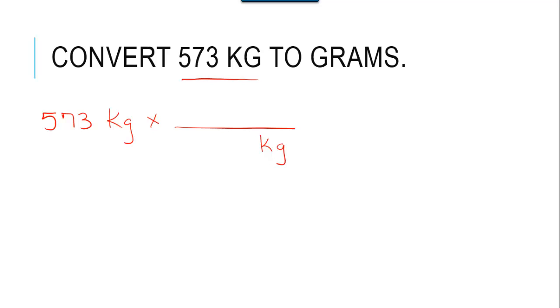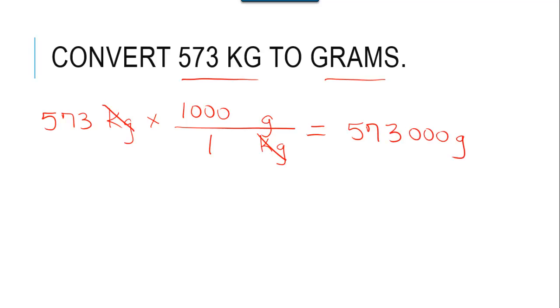The unit I'm trying to get the answer in is grams. That's going to go on top. Now this is a metric conversion, so look back at your ladder or think to yourself, how are grams and kilograms related? In 1 kilogram, there are 1,000 grams. Kilograms cancels with kilograms, one on top, one on bottom. And now we can put the math in our calculator. Type in 573 times 1,000 divide by 1, and that's going to give us 573,000 grams.